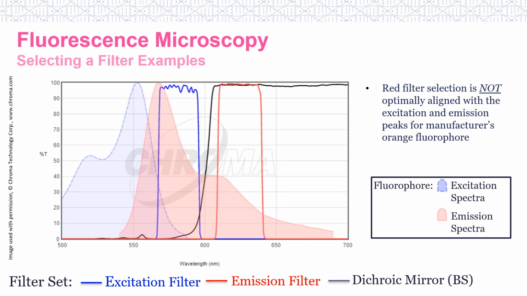If, by chance, you choose the wrong filter, where the excitation and emission spectra do not align with your manufacturer's fluorophore recommendations, you might end up with a situation similar to the one seen in this graph. Here, a red filter was incorrectly chosen to analyse an orange fluorophore. The peak spectra transmissions of the orange fluorophore do not align with the excitation and emission bandwidths of the red filter set.